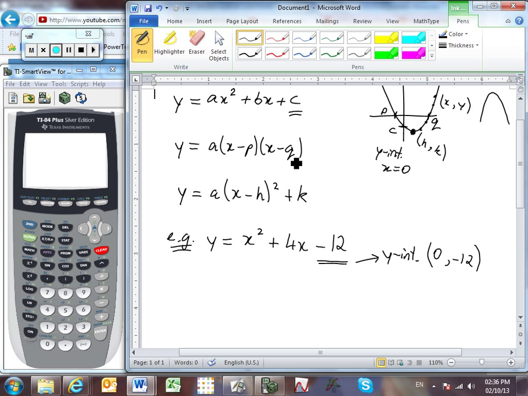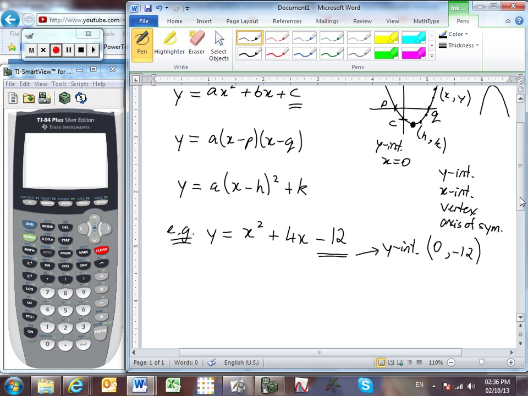Basically, what I'm trying to do right now is find out 4 critical pieces of information. I'm trying to find out what the y-intercept is. I'm trying to find out what the x-intercepts are. There are 2 of them. I'm trying to find out what the vertex is. And in fact, there's an additional piece of information, the axis of symmetry, that I also want to talk about in a minute. But we'll finish this example first.